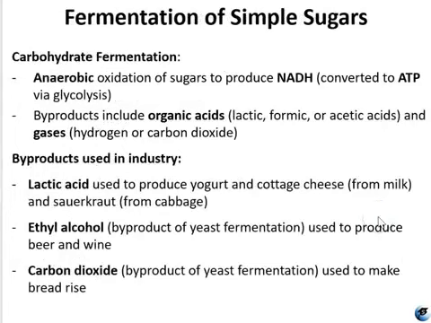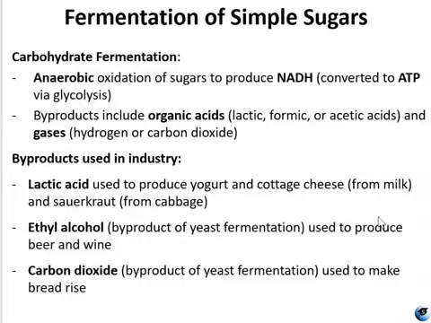Fermentation is a metabolic pathway used by anaerobic microbes to make energy by oxidizing sugars, in the form of simple sugars and carbohydrates, to produce NADH, which is converted to ATP via glycolysis. So byproducts of carbohydrate fermentation include organic acids, which lower the pH of the growth media. Also gases, which can be observed if they can be captured. More on this in a minute. Byproducts that are used in industry include lactic acid, ethyl alcohol, and carbon dioxide.